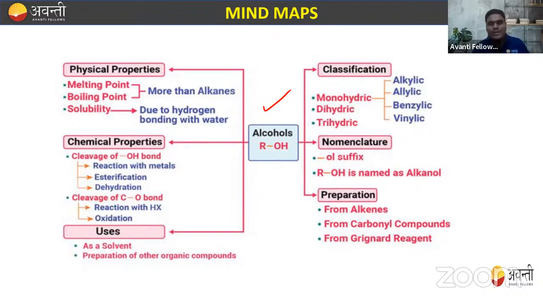ठीक है? So सबको clear है mind map about alcohol? Anyone having doubt related to this mind map? Anyone having any kind of doubt related to this mind map? No?